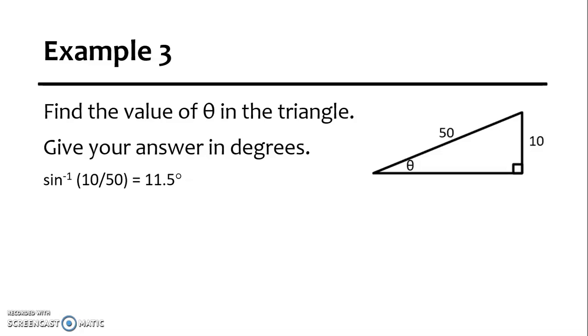So for this one, I typed in sine inverse of 10 over 50 because sine is opposite over hypotenuse. And you could have done sine inverse of 1/5. That would still get you the correct answer. And you get 11.5 for that. Okay, so our answer is 11.5. If you got something different, double check that you're actually in degree mode because that might be where you went wrong. Okay, so we have another example coming up. Let's take a look at what they want us to do in this one.